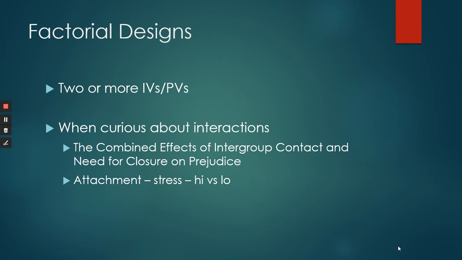However, if you are high on need for closure, my guess is that the impact of intergroup contact would be substantial. And your reduction in prejudice due to intergroup contact would be significantly larger than the influence of intergroup contact for people who are low on need for closure. So that's an interaction. So is intergroup contact influential in reducing prejudice? It probably depends on whether you're high or low on need for closure. If you're high on need for closure, it has a lot of impact. If you're low on need for closure, it probably does not.